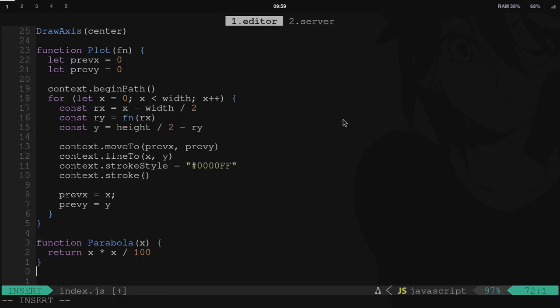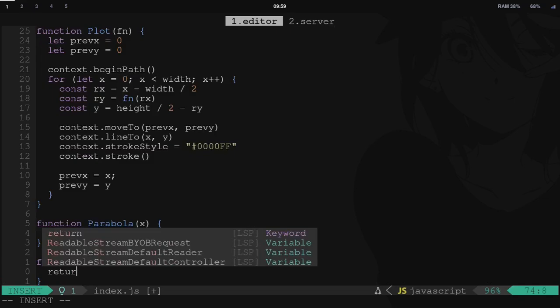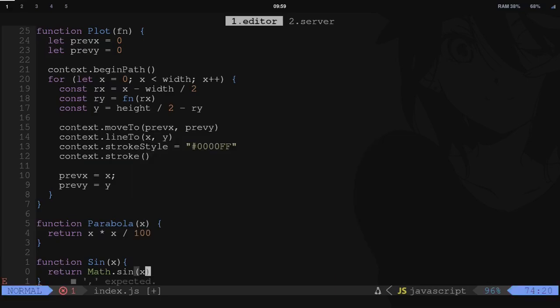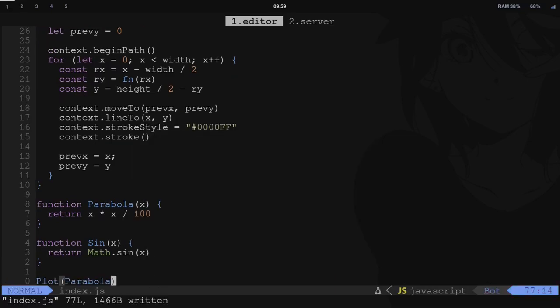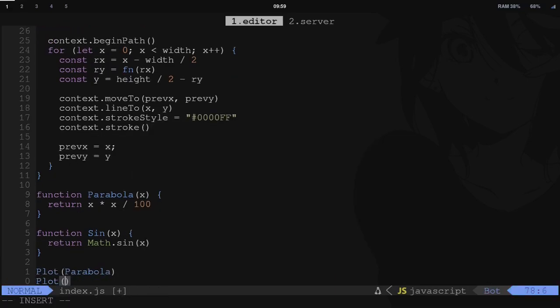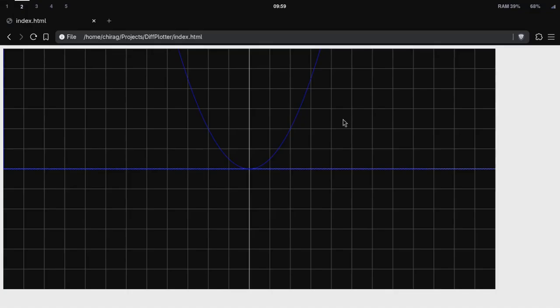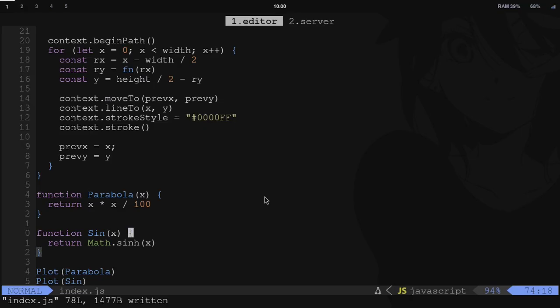Let's also plot sine waves. So function sine takes in x, returns Math.sin of x. Let's plot sine function. Okay, it should be sinh of x. No, what did I do wrong? Sine x should be correct, I guess.